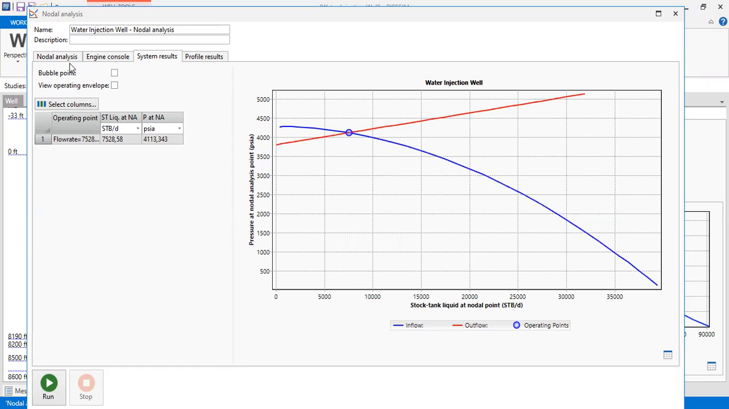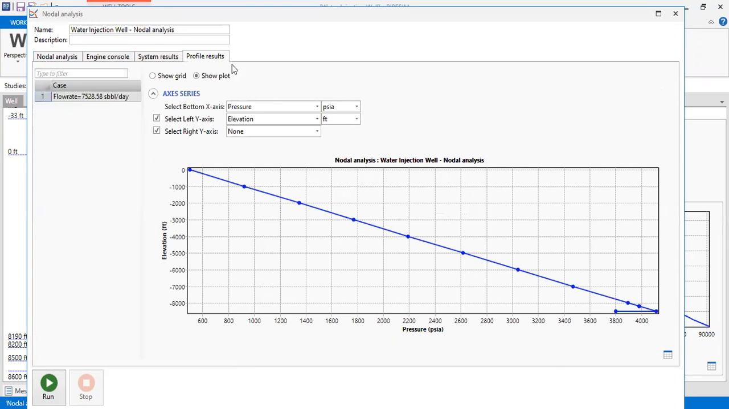We can also now check the profile results. We start from the wellhead with wellhead pressure of 500 PSIA, go down to our bottom hole with bottom hole injection pressure of 4,113 PSIA, and reservoir pressure is 3,800. And of course, because it's an injection well, the bottom hole injection pressure is higher than the reservoir pressure, so the injection can occur. All right, so this plot is also important. And now we can perform sensitivity analysis.